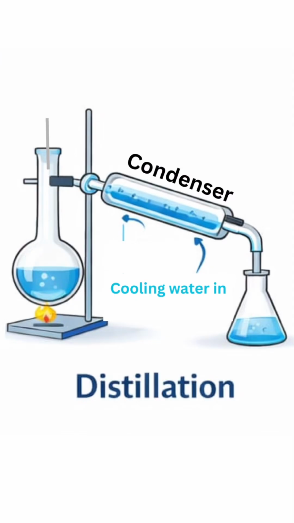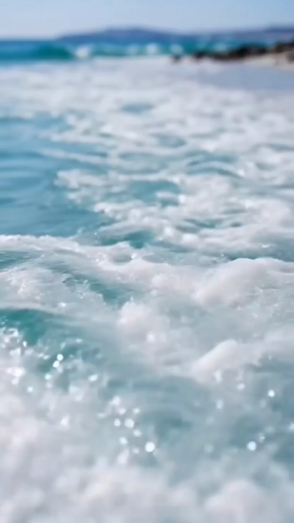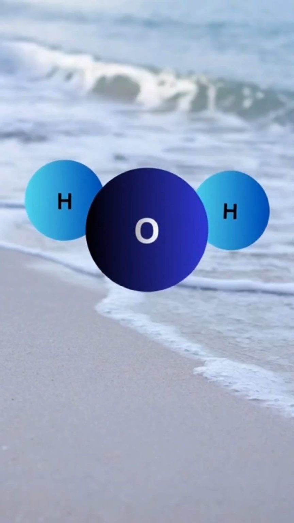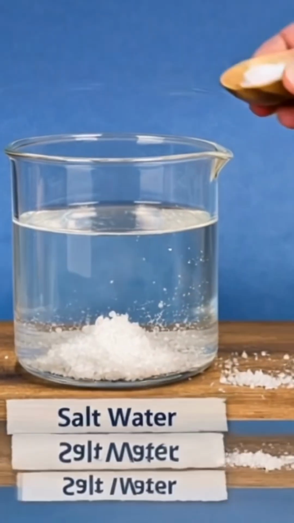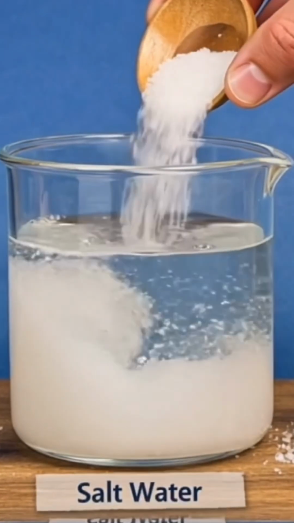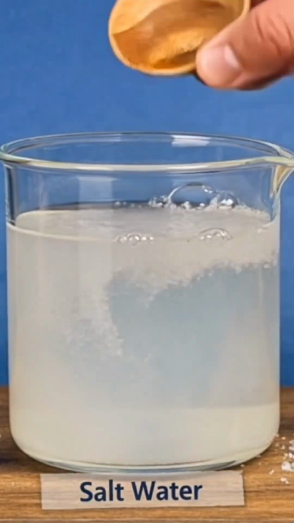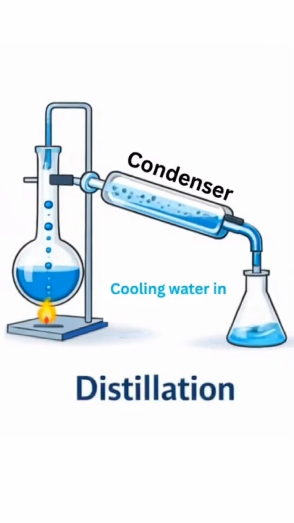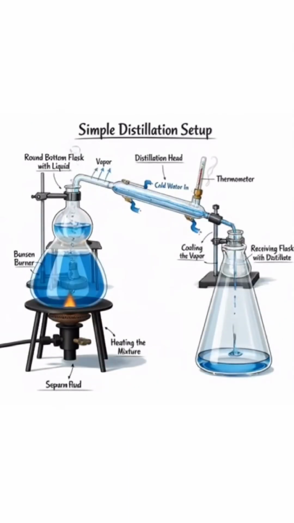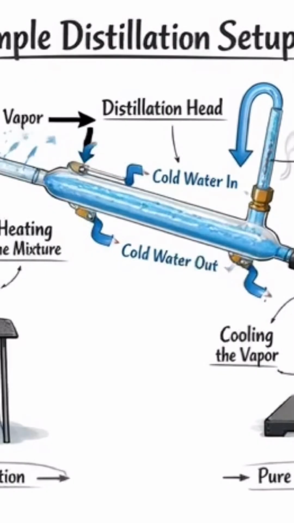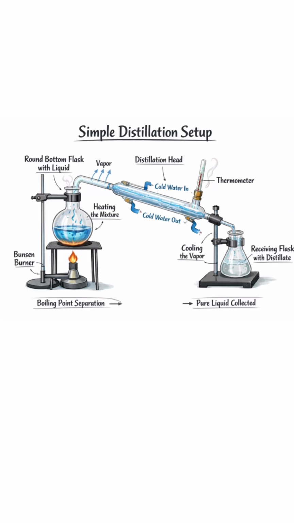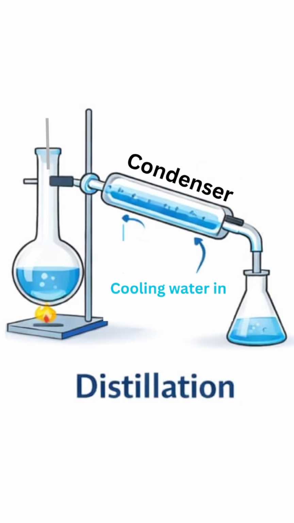Now let's look at simple distillation. Think about seawater. It looks like one substance, but it's actually water mixed with salt. Salt has a much higher boiling point than water. When seawater is heated, only the water evaporates. The water vapor moves away, cools down, and condenses back into liquid water, now pure water. The salt stays behind in the flask. That's simple distillation, separating a solvent from a solution.